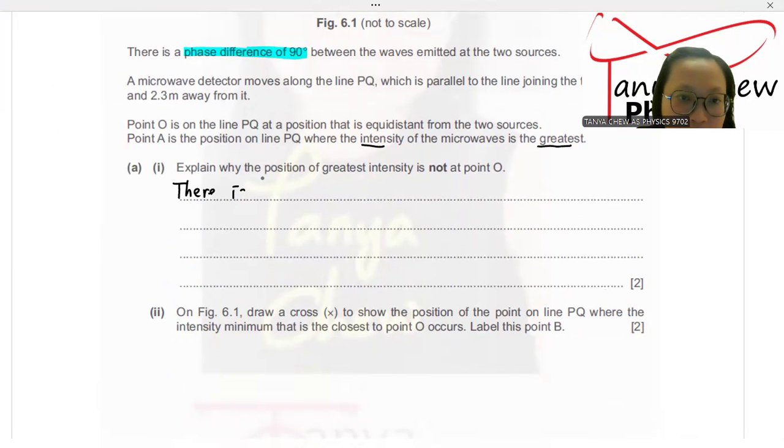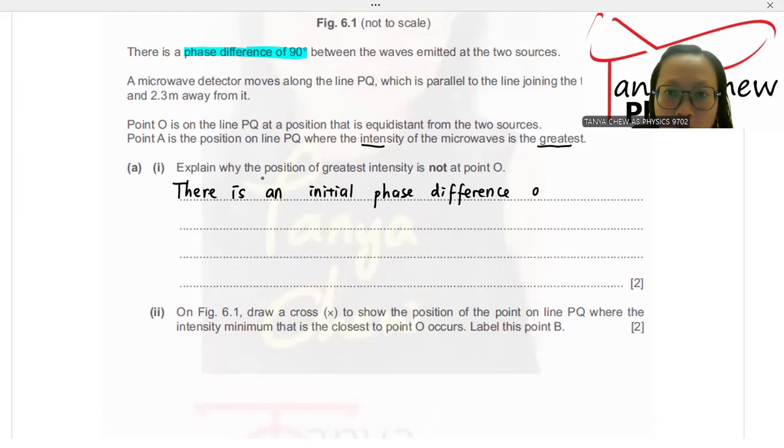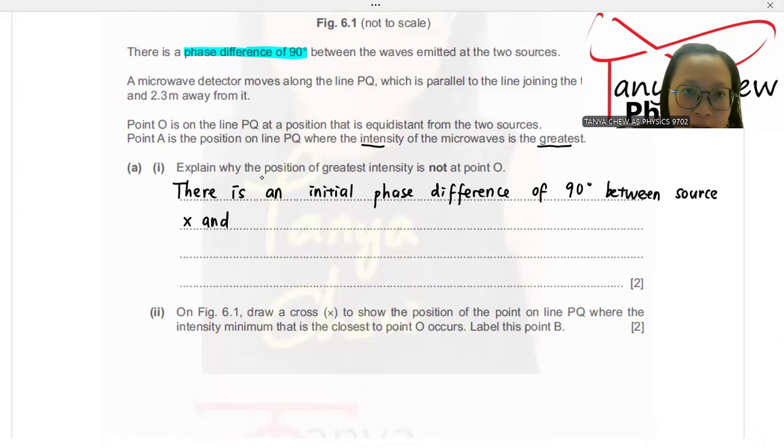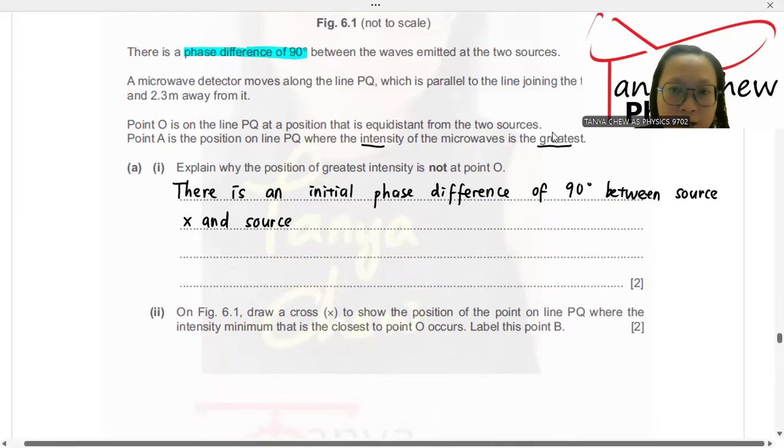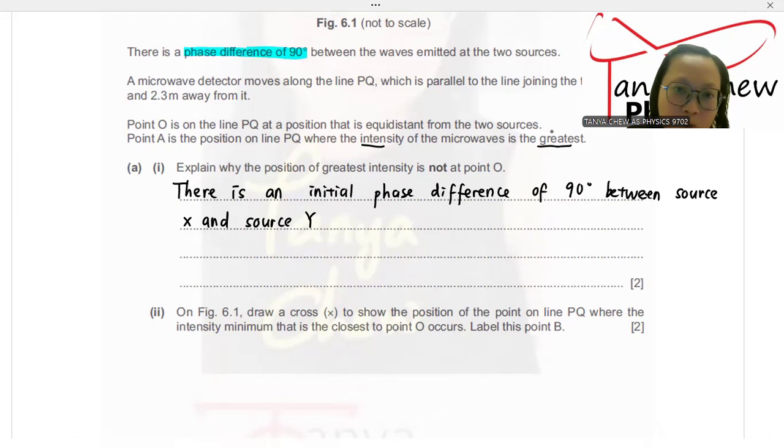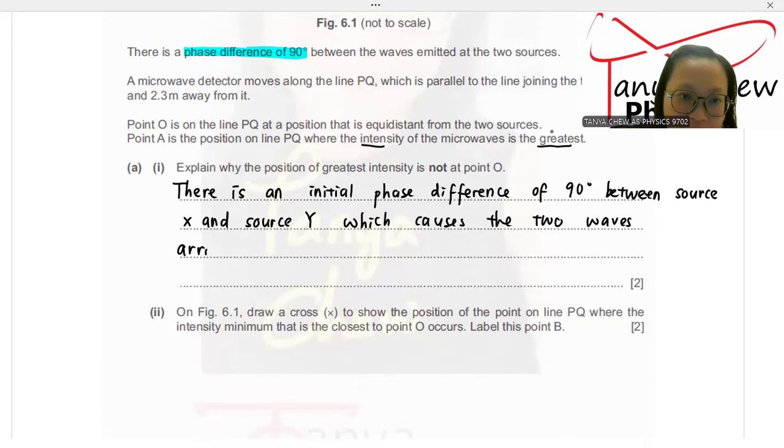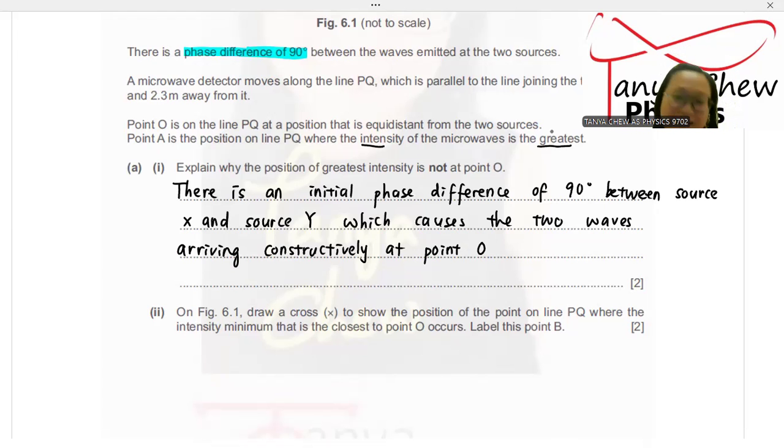There is an initial phase difference of 90 degrees between source X and source Y, which causes the 2 waves not arriving constructively at point O. Done.